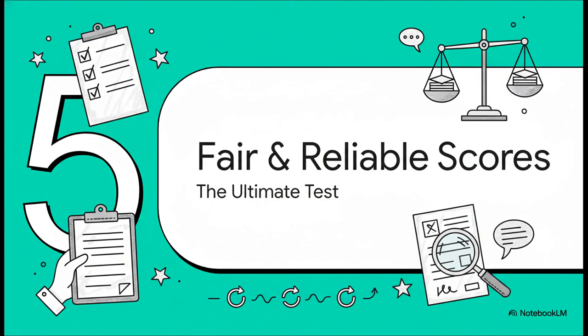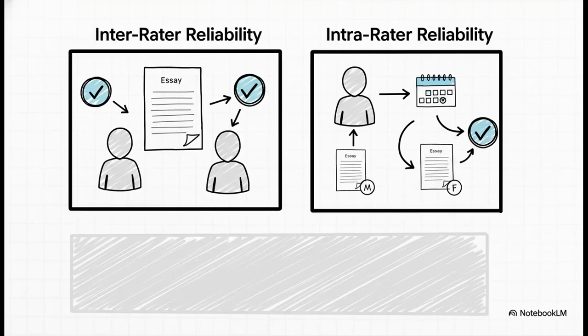All right, so we've got our methods, we've got our rubrics, we're feeling pretty good. But now it's time for the final stress test. Let's move into section 5, making sure our scores are actually fair and reliable. At the end of the day, the name of the game is reliability. If two different qualified teachers grade the same essay, they should land on a pretty similar score, right? And if you grade an essay on a Monday, you should give it the same score if you grade it again on Friday. That consistency is the foundation everything else is built on. Without it, the assessment isn't really fair.